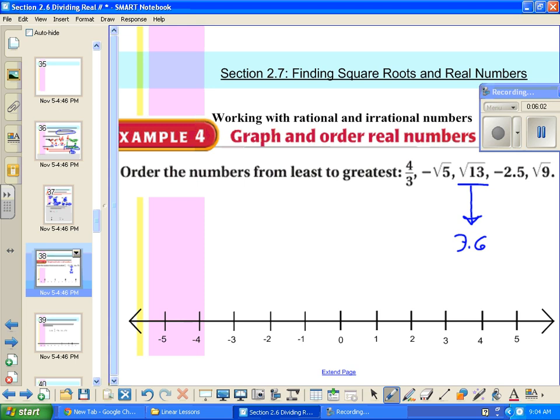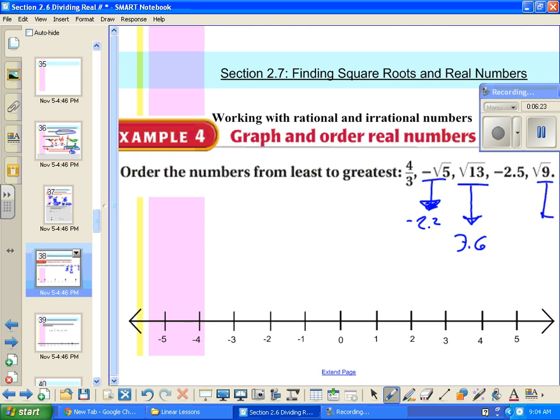So square root of 13 is 3.6. Negative square root of 5. Again, that negative just means make it negative when I'm done. Otherwise, I can find out what the square root of 5 is, which will be a little above 2, I think here. Square root of 5 says it's 2.23. I'm just going to round it to the nearest tenth here, so negative 2.2 I'm going to say.